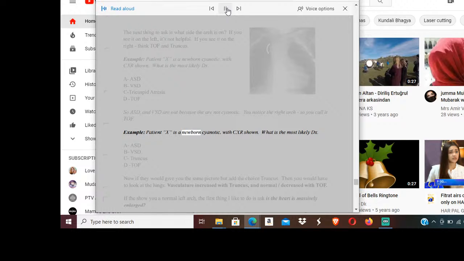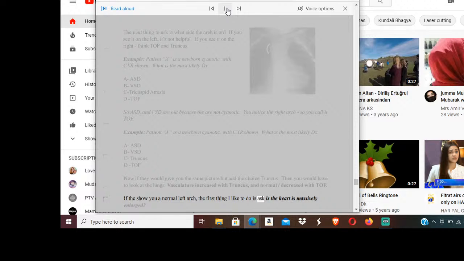Example, patient X is a newborn, cyanotic, with CXR shown. What is the most likely diagnosis? A, ASD; B, VSD; C, truncus; D, TOF. Now if they gave you the same picture but added the choice truncus, then you would have to look at the lungs. Vasculature is increased with truncus, and normal to decreased with TOF.